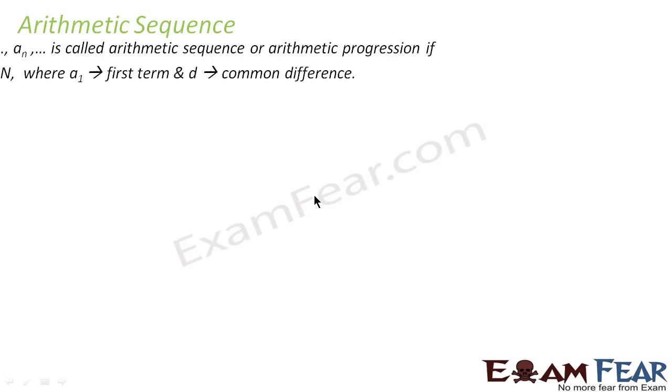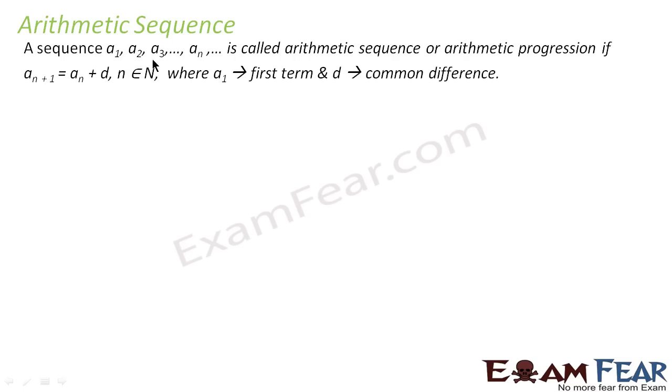Let's again understand arithmetic sequence. In mathematical terms, a sequence a1, a2, a3, ..., an is called an arithmetic sequence or arithmetic progression if an+1 is equal to an plus d. That is, the difference a(n+1) minus an is equal to d. The difference of any two consecutive numbers is constant, where d is called the common difference, and a1 is the first term. So an arithmetic sequence, or arithmetic progression, is a sequence where a(n+1) minus an is equal to d. That is, the difference of two consecutive numbers is always constant.